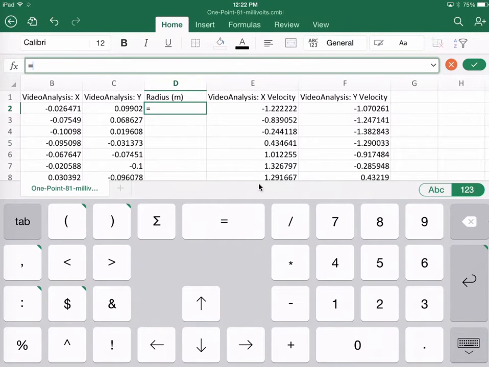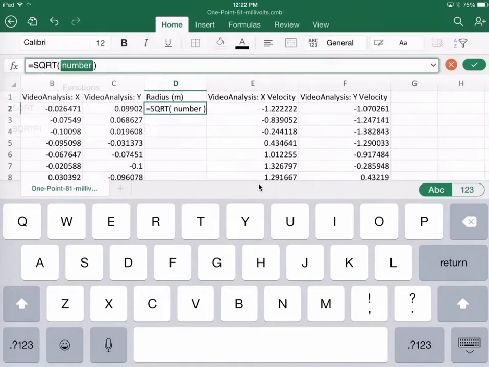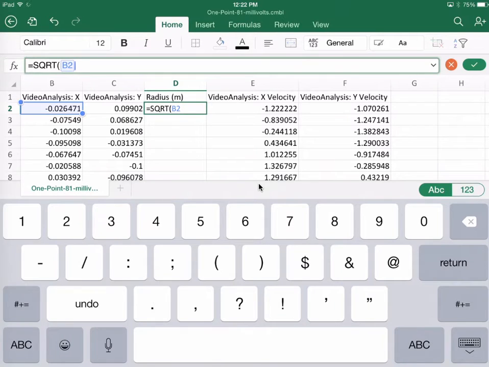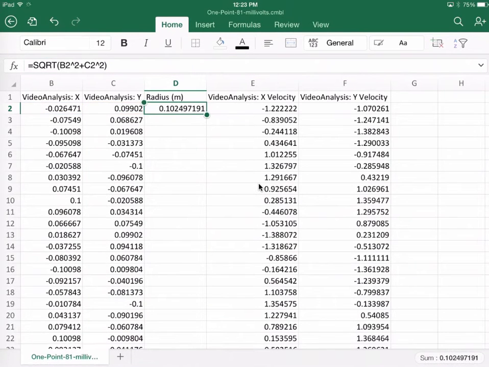Pythagorean's theorem. Pythagorean's theorem is just the square root, SQRT. And then we choose our first number, and we want to square that. So let's go to 1, 2, 3 here, left-hand side. Let's use our caret squared plus the next number, which is our y position. And we're just going to square that as well. Close our parenthetical statement, and voila.